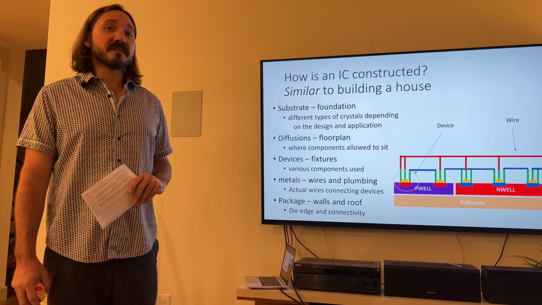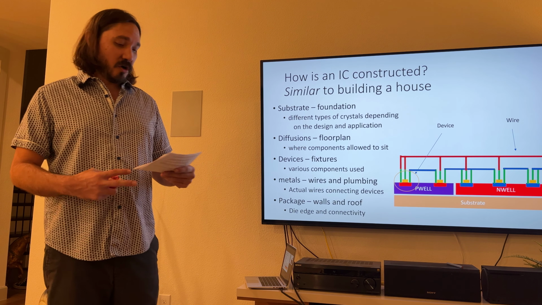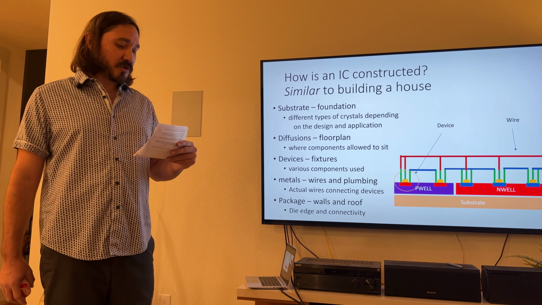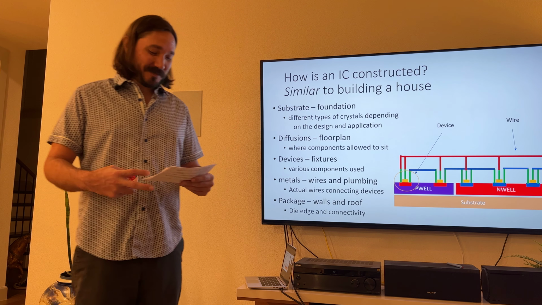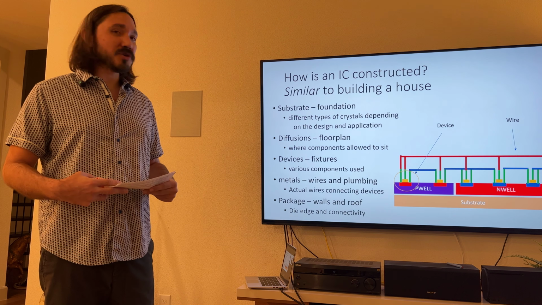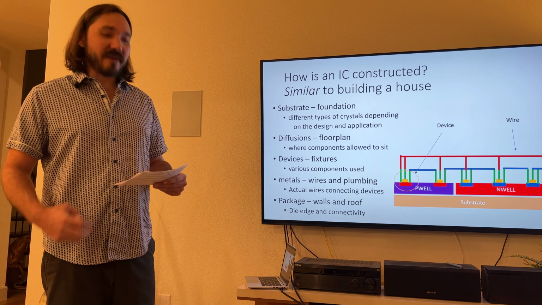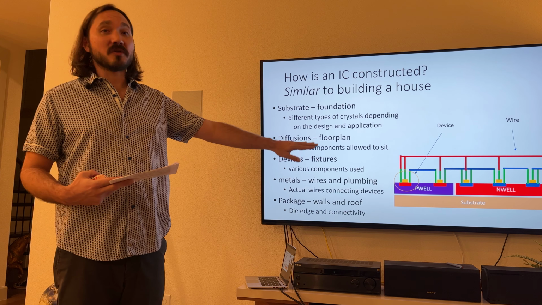Next, you have diffusion, such as the N-wells and P-wells. These are like the rooms in your home, and define the floor plan. This is where your bedrooms, bathrooms, tennis courts, and wine cellars will lay. To make them, we shoot lasers at the wafers while bombarding them with various types of atoms. Certain devices are limited to certain wells.